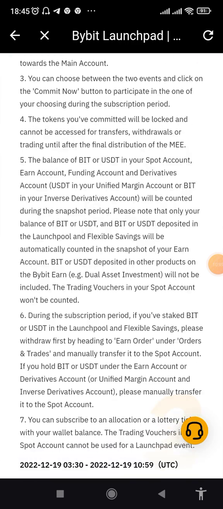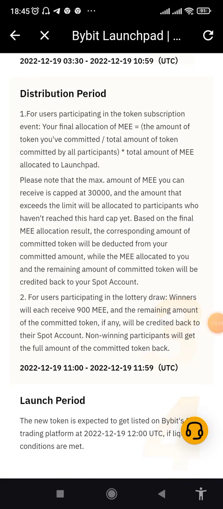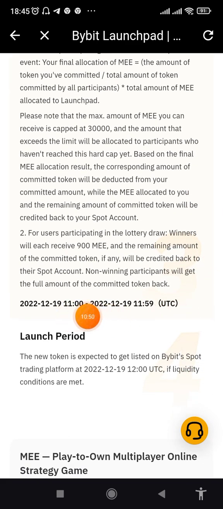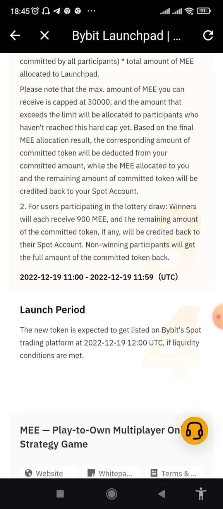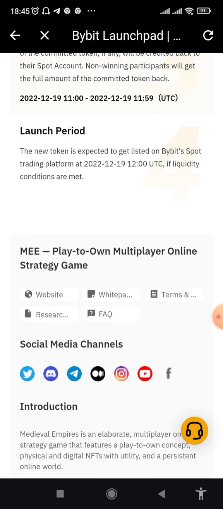Okay, and the second period starts on 19th and ends on 19th at 11 a.m. And the distribution period starts on 19th at 11 and ends at 12 p.m. in the afternoon. So after 12 p.m. on 19th, UTC time, you'll be able to trade this coin.